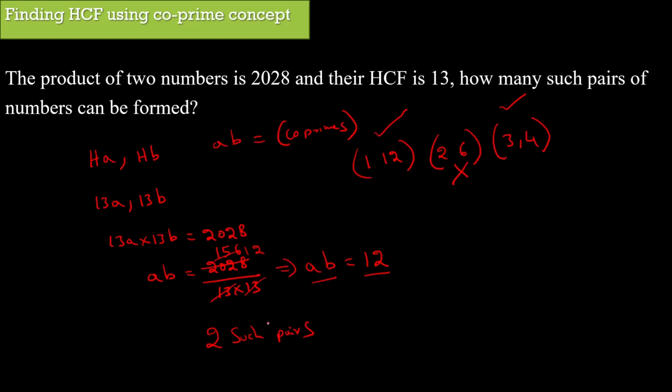Okay. So hope you have understood the concept of LCM and HCF. Suppose if we ask you to find out the numbers, just how many pairs are possible? 2 such pairs. So the numbers may be 13 into 1, 13 into 12, and 13 into 3, and 13 into 4. Okay. So this is the concept of LCM and HCF. Hope everyone understood this. So we have one more last small concept in this. With this, we'll complete the concept of LCM and HCF. Let's move to that last one.